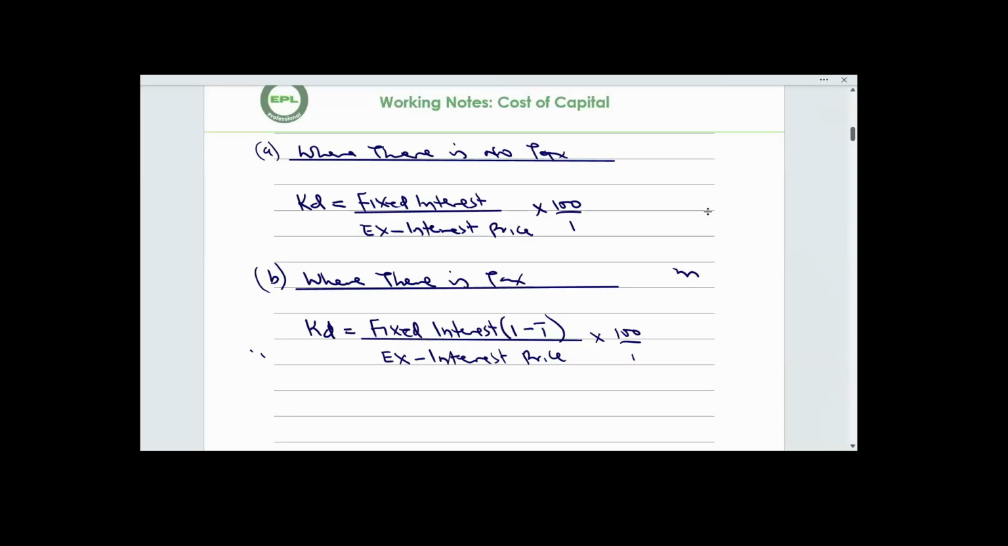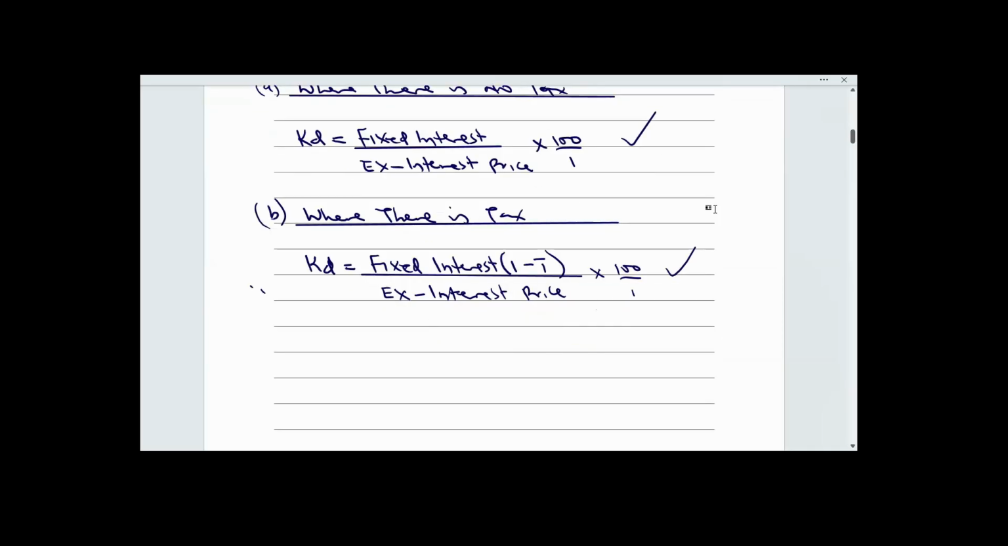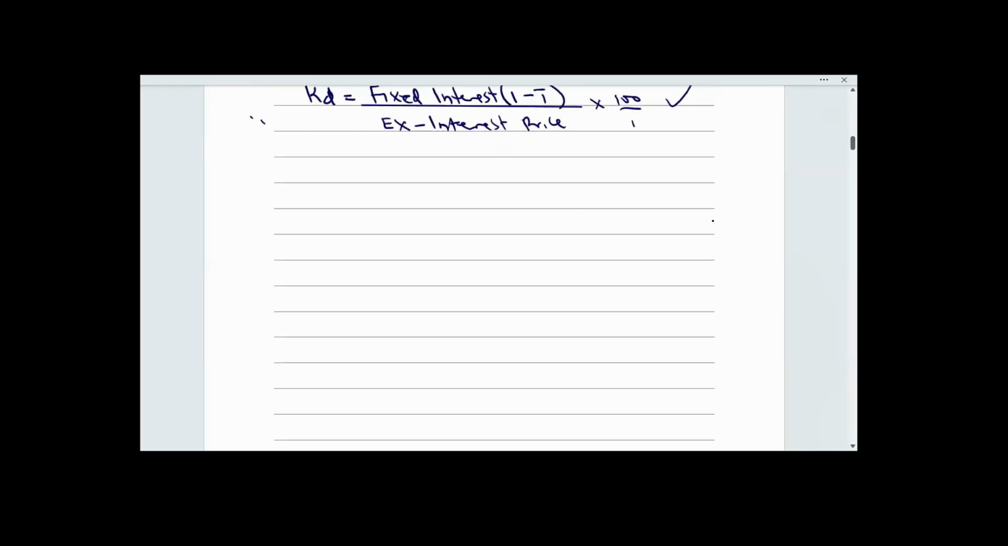If there is no tax, you use this formula. But when you are given tax rates, this is the formula you are expected to use to calculate your cost of irredeemable debt. Now, notes.